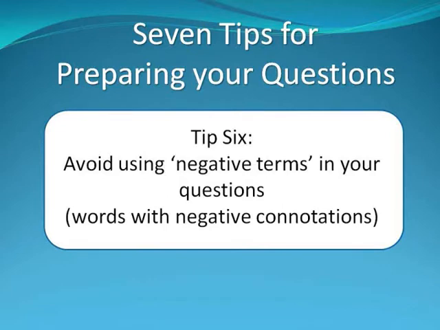For tip 6, you want to avoid using negative terms within your questions. A good example of a positive one would be, what are your reasons for or the benefits of drinking? By doing that, we're not moralizing the behavior of drinking. We're letting students just think about their drinking behaviors.